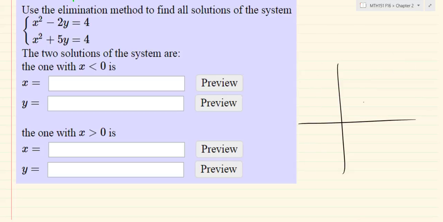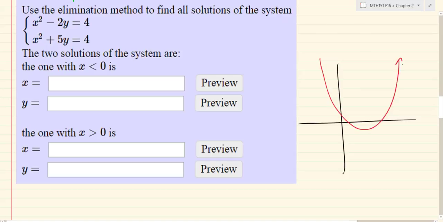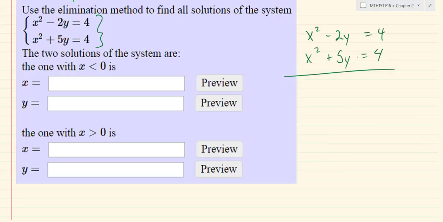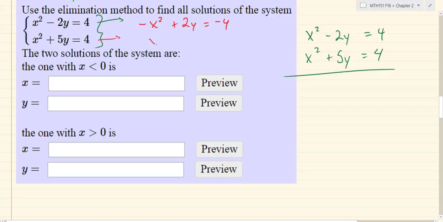So we're going to give you a parabola maybe that looks like this, and then we're going to give you a parabola that maybe looks like this. And we would like to know, where do these parabolas intersect? Same concept as lines, except for now it's parabolas. Here's your two parabolas. What variable do you want to eliminate? The suggestion is take this first equation and make it negative. So we're going to say negative x squared plus 2y equals negative 4. And then we just do nothing to the second equation. x squared plus 5y equals positive 4.